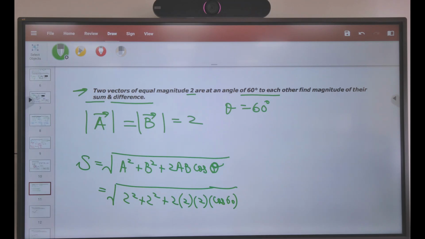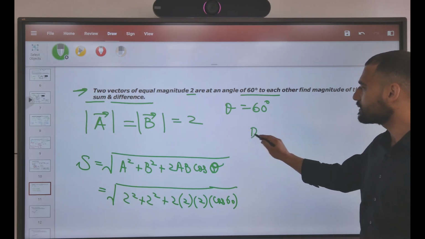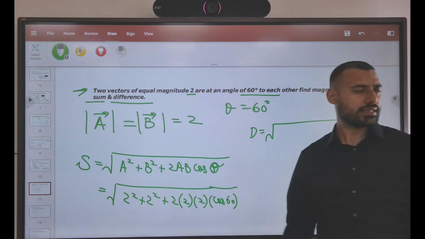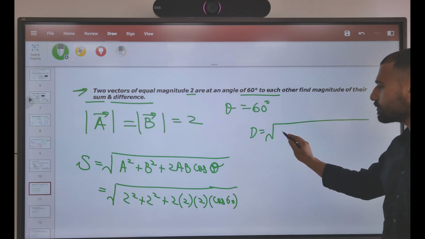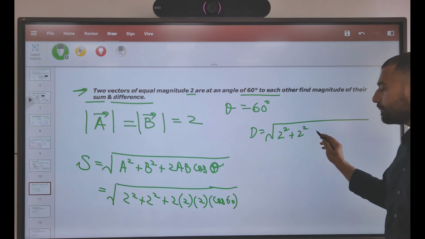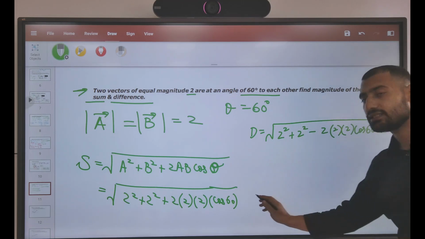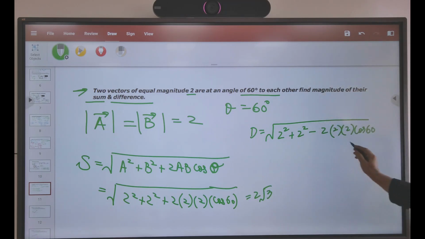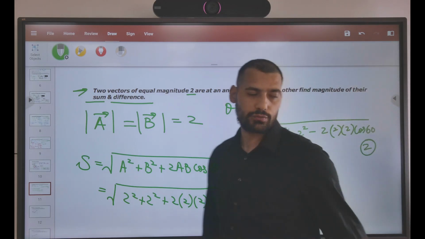Is that clear? Now, what about the difference? What is the formula for difference? It is the same, just that here it is negative, isn't it? That's it. Why is it difficult? So the difference would be square root of 2 square plus 2 square, but subtract twice 2 into 2 cosine of 60. Now tell me the result. This is 2 radical 3? And what about this? This is 2. So see the difference. The sum, obviously, has to be more than the difference.